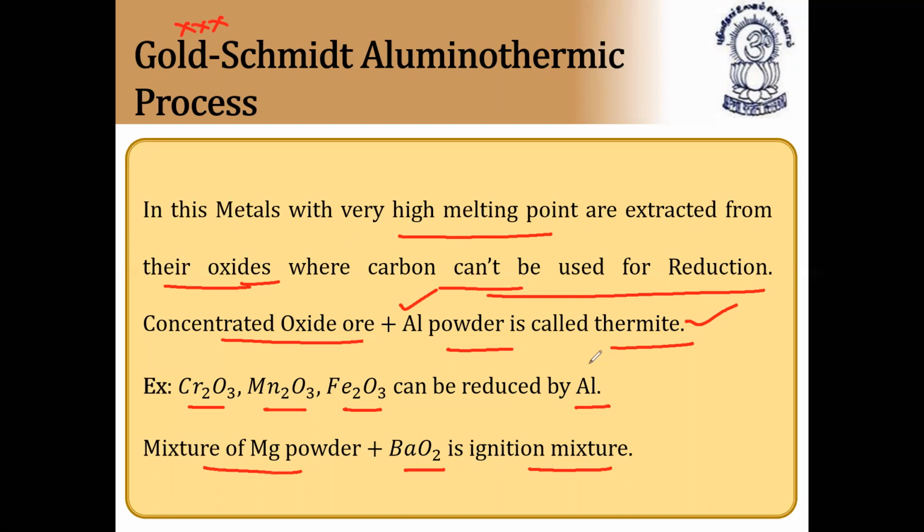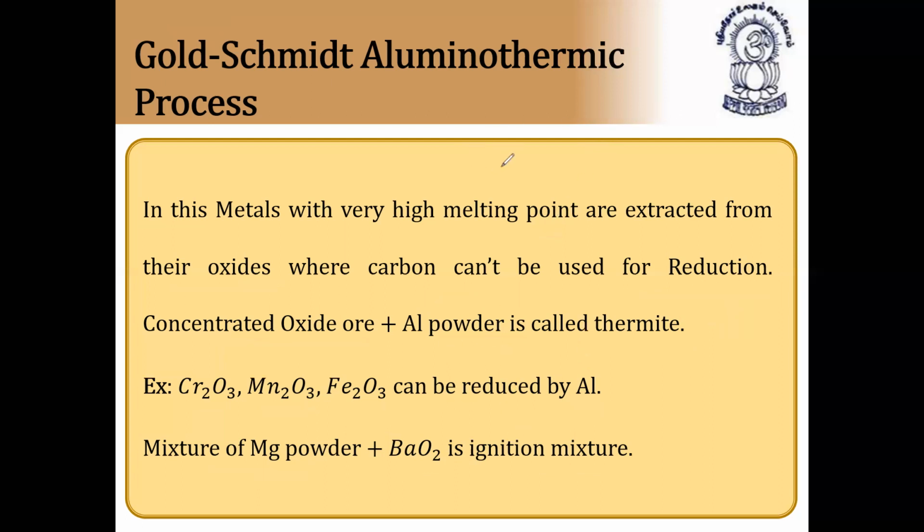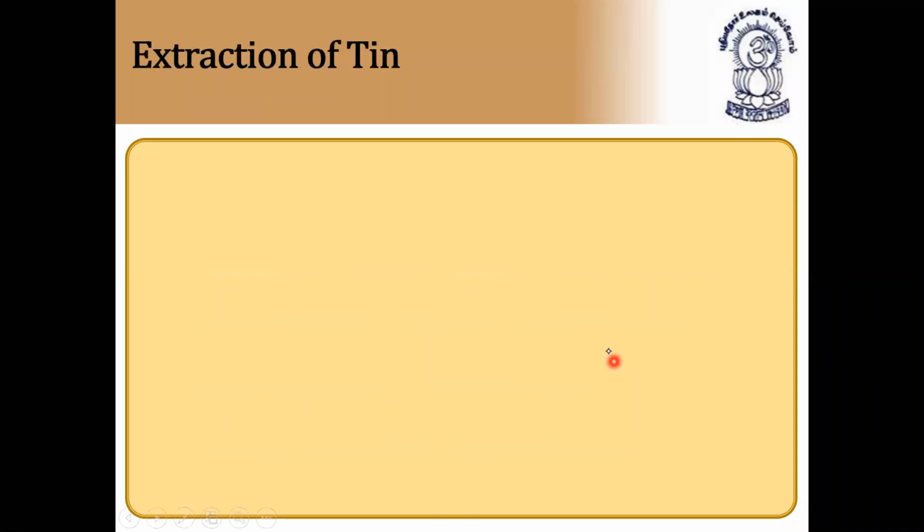And to ignite this mixture, what is used? Ignition means we make it catch fire. The mixture of barium peroxide and magnesium powder is used as the ignition mixture, so that it starts burning. And this is called the thermite mixture. So this process is called the Goldschmidt aluminum thermite process.